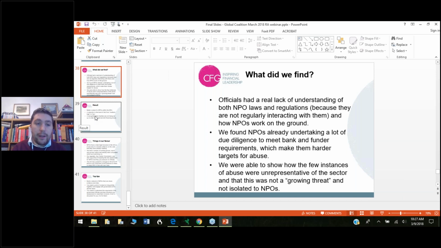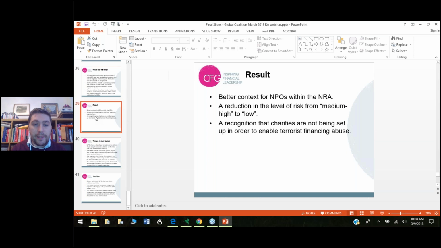So if we go to the next slide, in terms of the result that we managed to achieve putting this together, we achieved pretty much everything we set out to achieve, to be honest. I mean, we got a better context for NPOs within the National Risk Assessment. So they did state that most charities are small and domestically orientated, and as a consequence were not likely to be abused for money laundering or terrorist financing purposes.